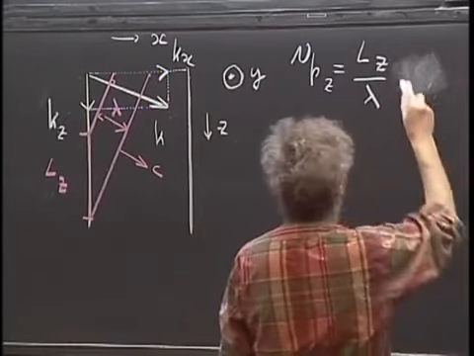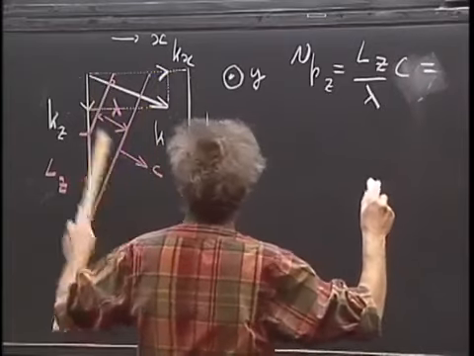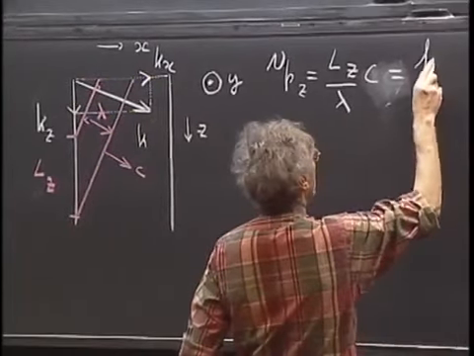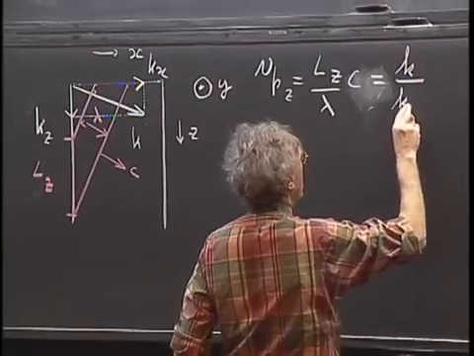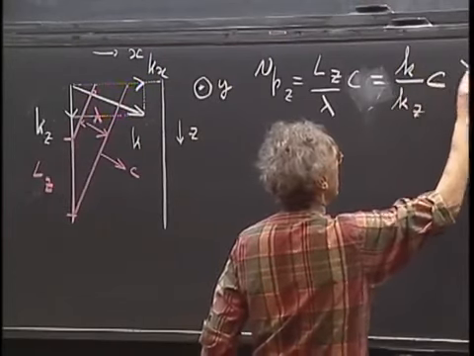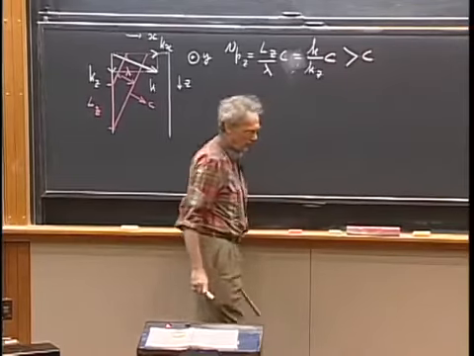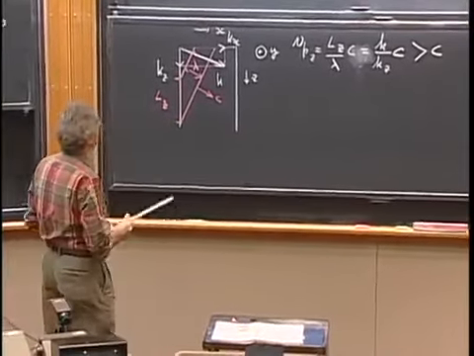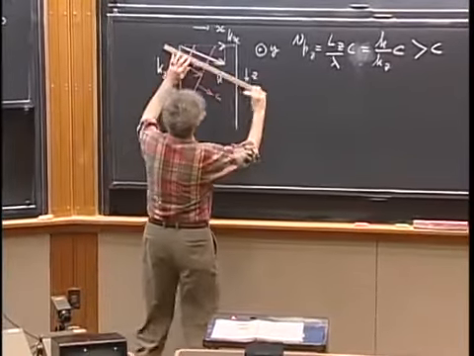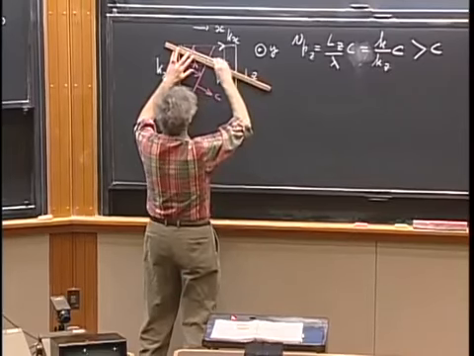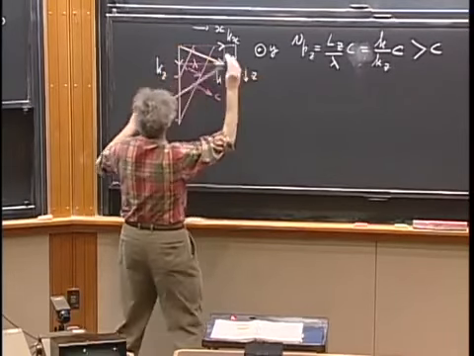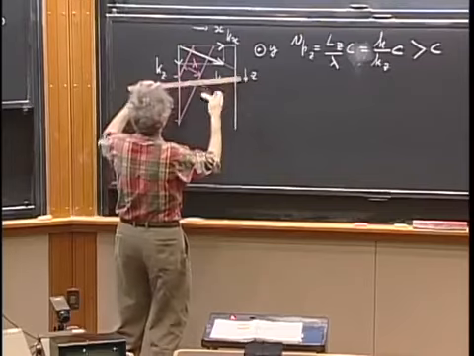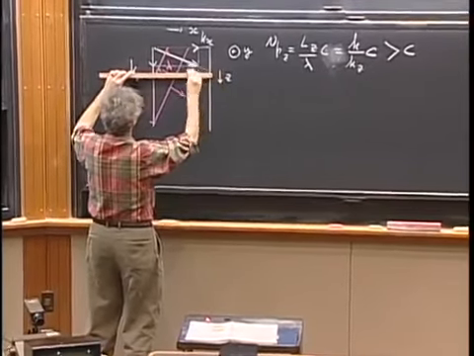So it's larger than c. And this, by the way, and that follows from the geometry, is also k divided by k of z times c, and that is larger than c. The phase velocity is larger than c, and I have discussed that with you at length before. Now look at what this wave is doing. These waves hit the wall, and they then reflect off the wall.